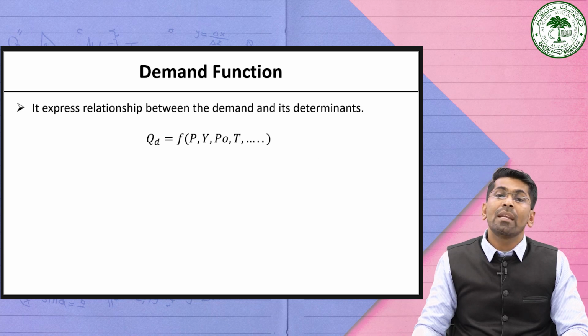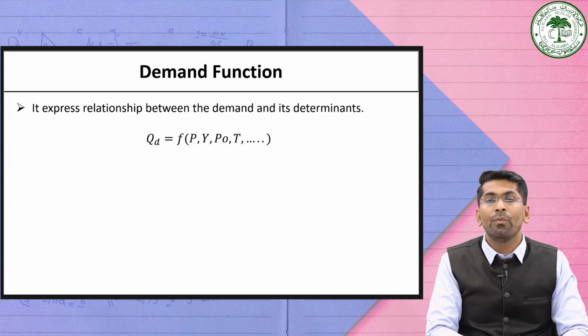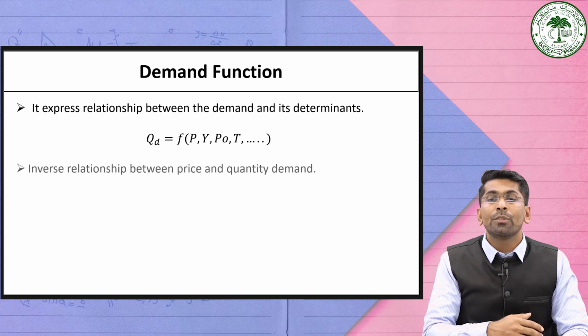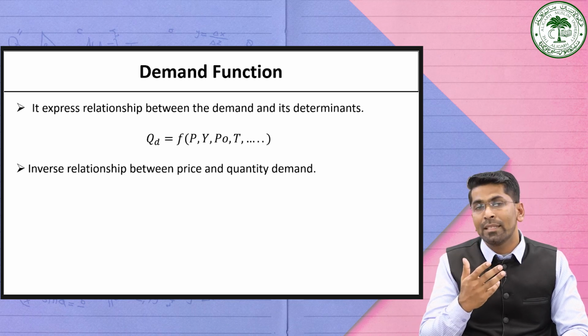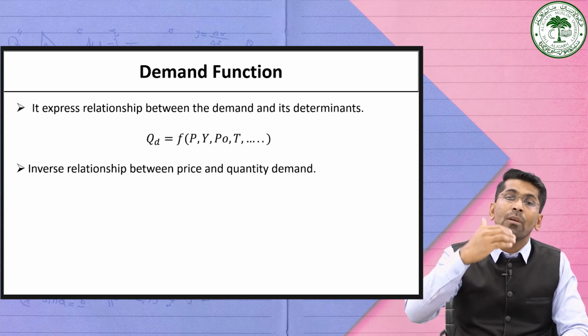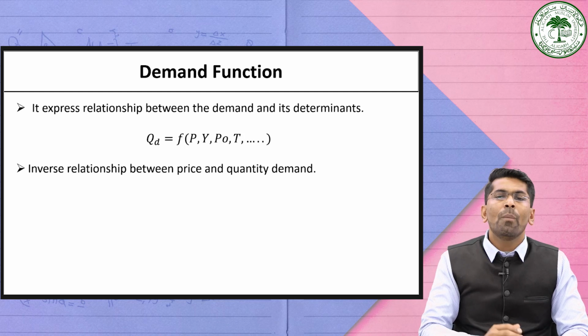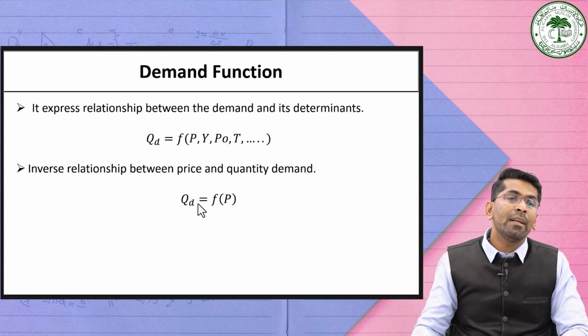But we are keeping those other factors constant to describe a clear relationship between demand and price. Price is one of the most important factors which determine the demand for a commodity. So normally we can see a negative relationship between demand and price. As you know, when the price increases, demand goes down, and when the price decreases, demand goes up. Therefore, by simplifying, we can write the demand function: quantity demanded is equal to a function of price.